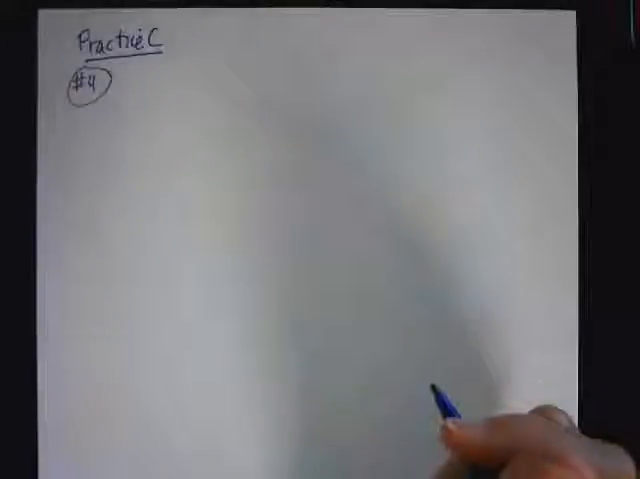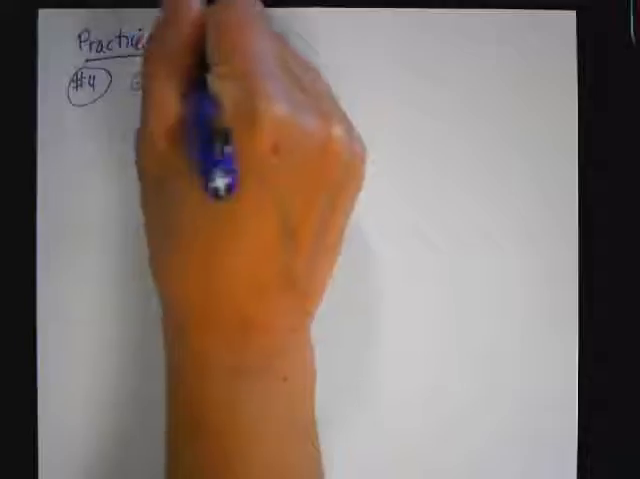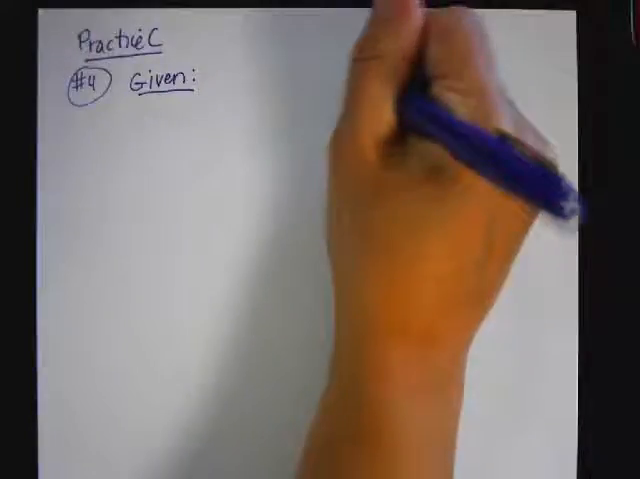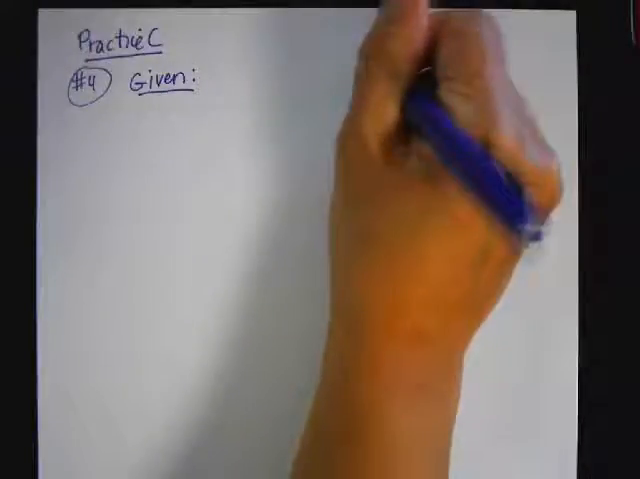All right, so we're going to start with practice C, and we'll do problem number 4. Number 4 says, suppose a treadmill. So we're always going to write our given, and then we want to write what we want to find.